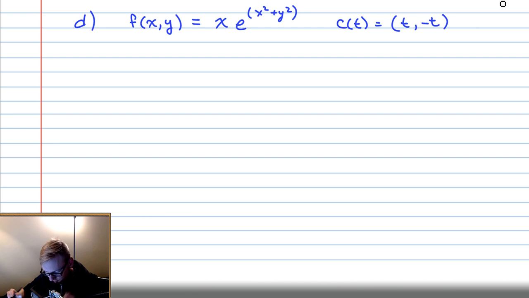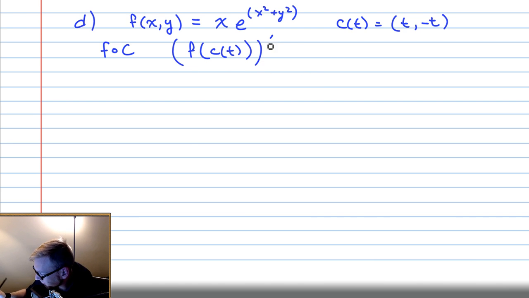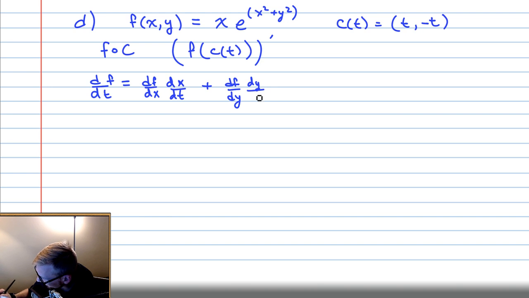What we need to do is basically just do the chain rule. We're verifying the chain rule. We've got f o c, which means we're going to take f of c of t, and we're going to find the derivative of it. So what's the chain rule? Chain rule is d by dt of f is equal to df/dx times dx/dt plus df/dy times dy/dt.